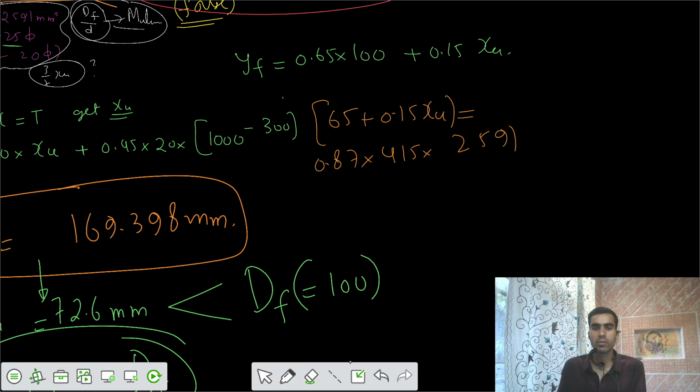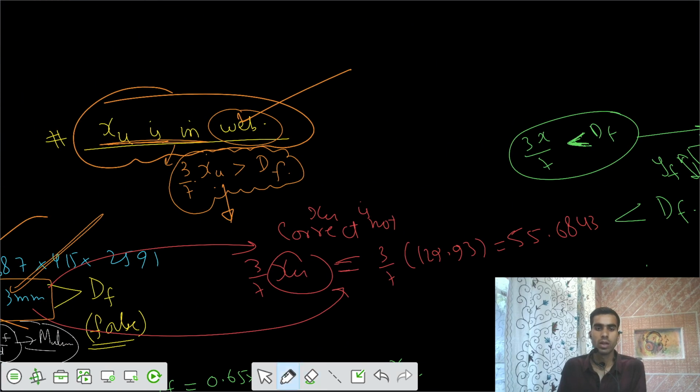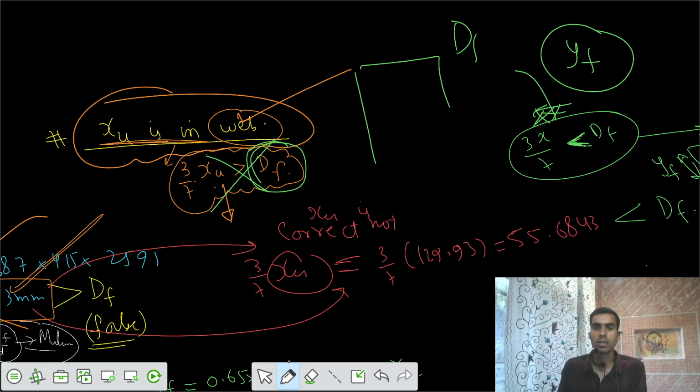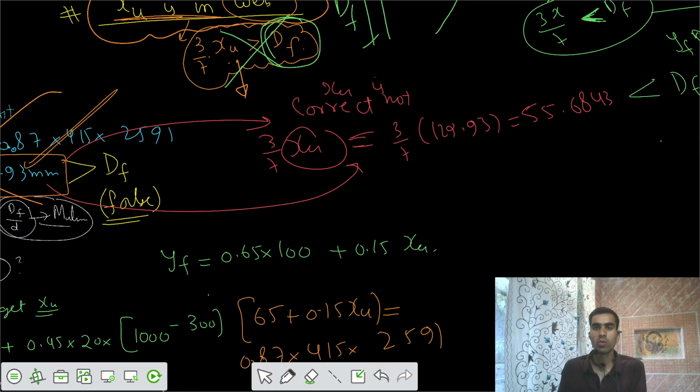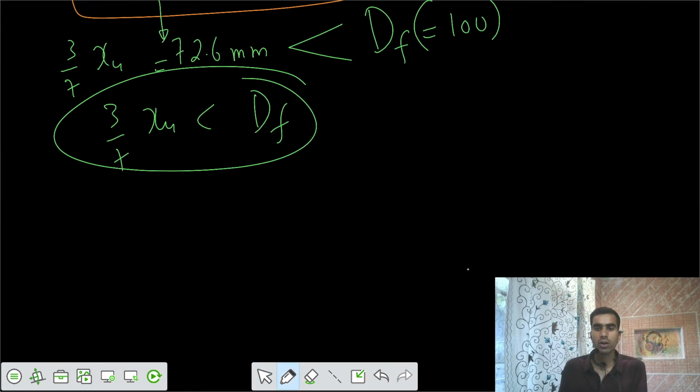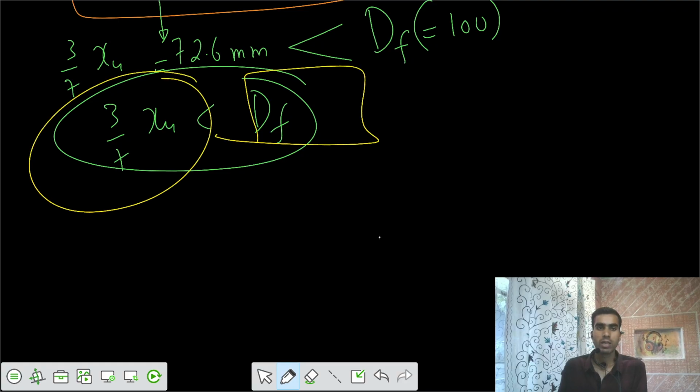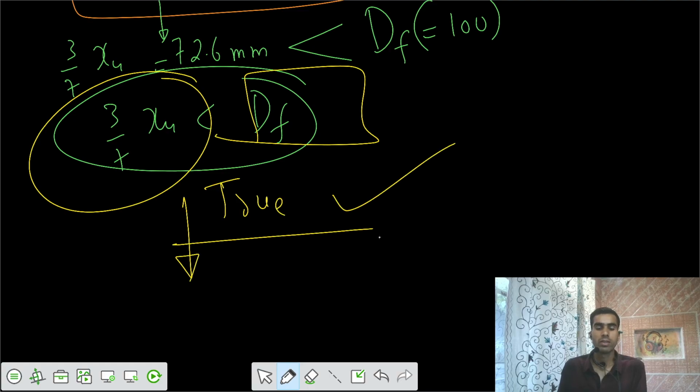So what was the assumption we had earlier? Sorry, the assumption was that DF was greater than 3/7 of XU, because we are calculating for the YF equation. Because of that, we take the equation of YF. So our assumption was that DF is more than 3/7 of XU, and we also got that DF is more than 3/7 of XU. That means the assumption is true, so we can proceed further.